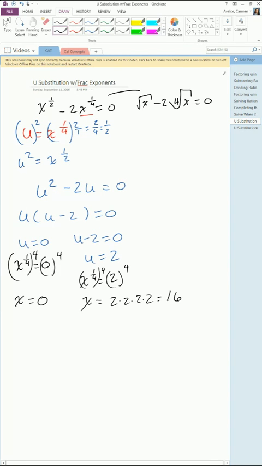Then you check to see whether the answers are correct. You substitute 0 into the original equation, and then substitute 16, and see if you get an answer. It turns out that they're both solutions, so that's what you get there. Okay.